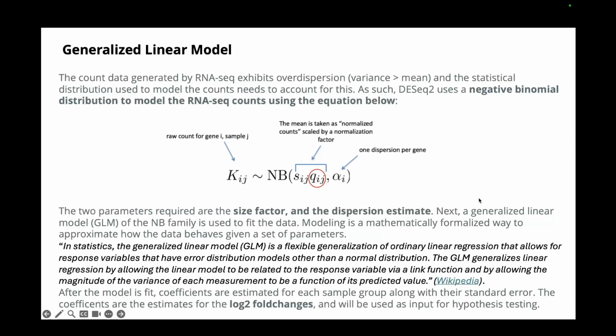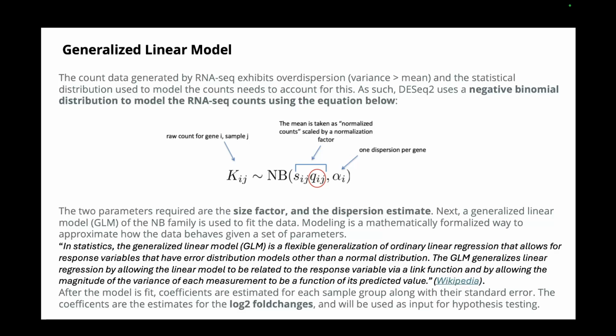Okay. And in statistics, the generalized linear model is a flexible generalization of an ordinary linear regression that allows for response variables that have an error distribution model other than a normal distribution. The GLM generalizes linear regression by allowing the linear model to be related to the response variable via a link function, and by allowing the magnitude of the variance of each measurement to be a function of its predicted value. I'll not go into details of what a GLM is, but I just wanted to give you an idea of how the fitting of a model to a particular data works.